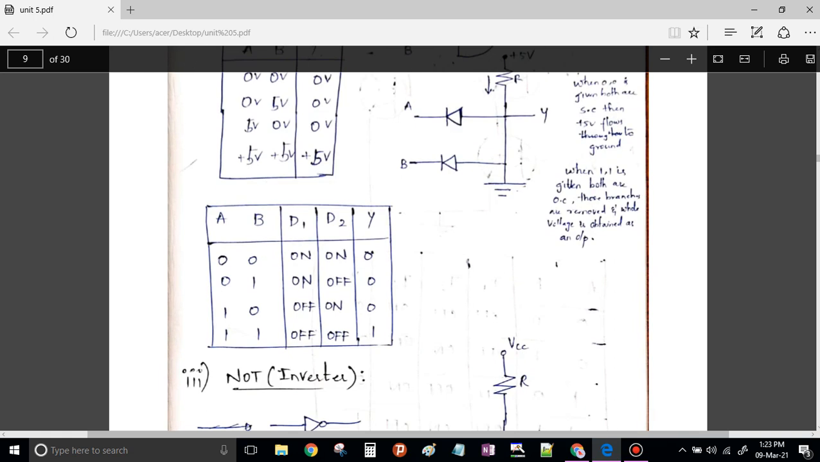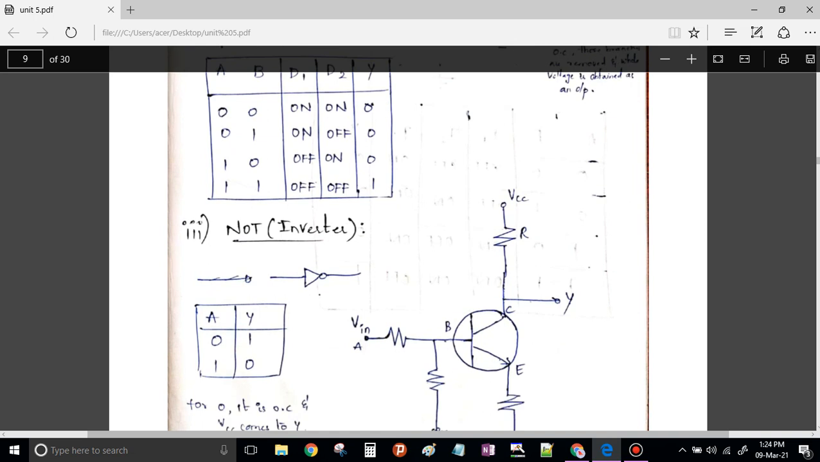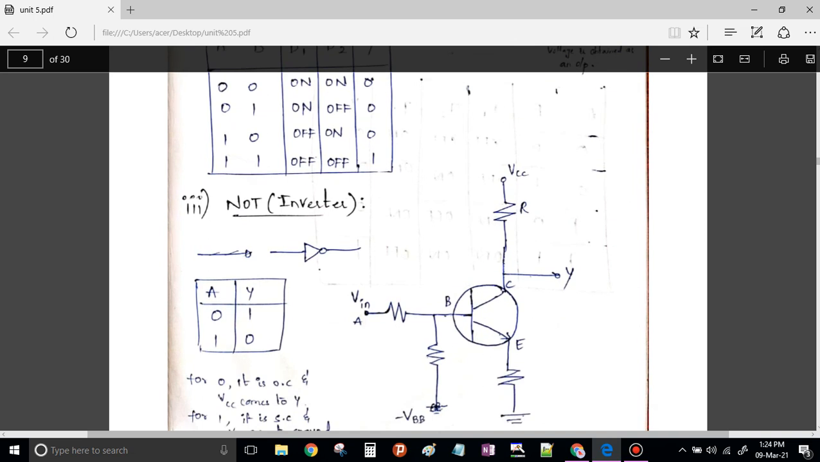And the last one which we have to see is your NOT, nothing but your inverter. We know that this is a symbolic representation of your NOT, and this is a truth table of it. Whatever you give to it, it will give the complement of that. When A is 0, output is 1. When A is 1, output is 0. Now let us see the same thing with the help of this figure.